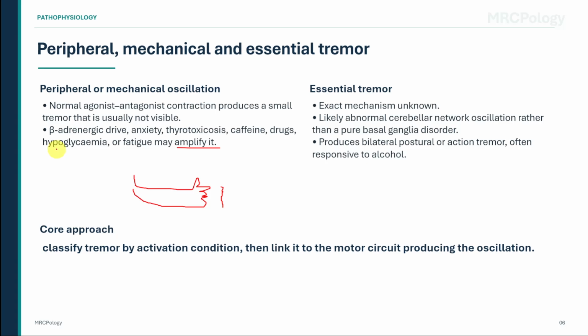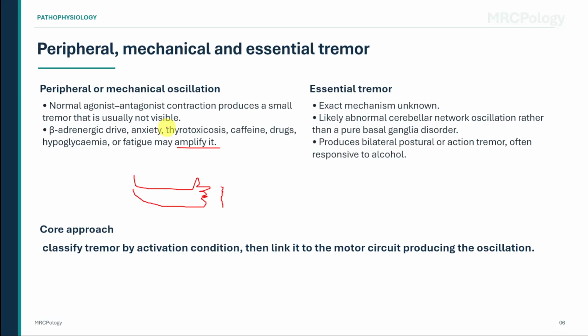In essential tremor, the exact mechanism is not fully understood. It is thought to involve abnormal oscillation within cerebellar networks rather than being a pure basal ganglia disorder. This usually produces a bilateral postural and action tremor. Some patients report temporary improvement after alcohol, but this is not universal and should not be used as a diagnostic test. The core clinical approach is therefore simple.